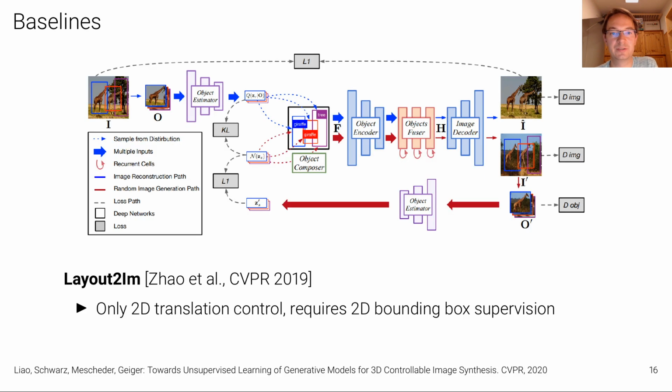So here are our results. We compare to 2 baselines. First, we compare to layout to IM, which is a 2D only baseline. So it has only control over 2D translation. And it also requires 2D bounding box supervision. It's a form of an autoencoder where the appearance of the content of a bounding box is encoded and then composed into an entire image and decoded back into the image.